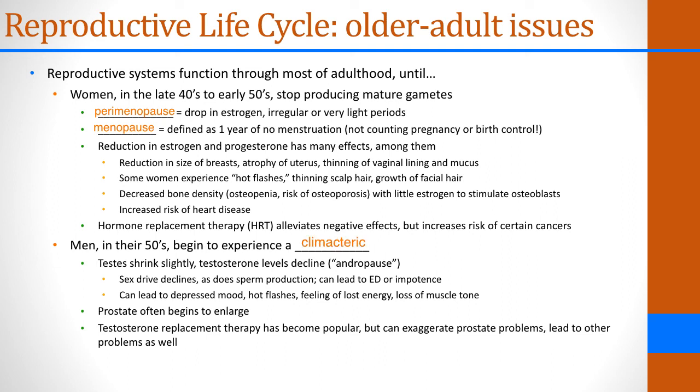Now, men in their 50s begin to experience a climacteric. Testes shrink slightly, testosterone levels decline, called andropause. The sex drive declines, as does sperm production, and that can lead to erectile dysfunction or impotence. It can also lead to depressed mood, hot flashes, feelings of lost energy, and a loss of muscle tone as well. The prostate often begins to enlarge, and this can affect urination. Testosterone replacement therapy has become popular, but it can exaggerate that prostate problem, which can lead to other problems as well.